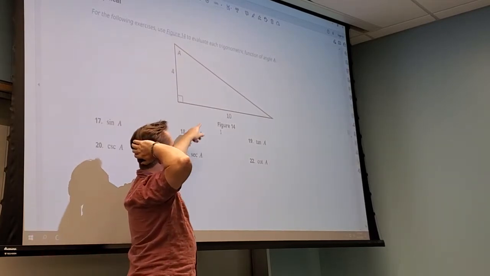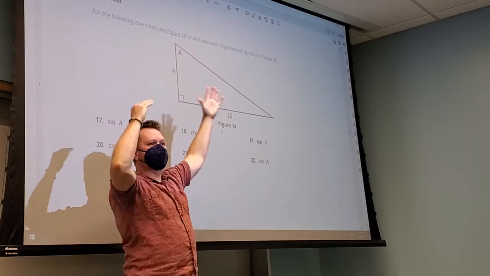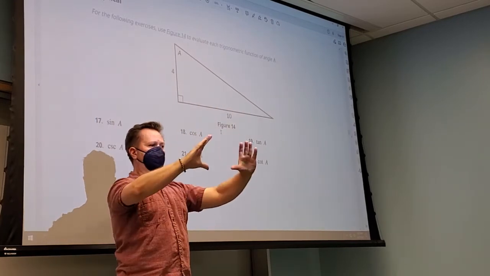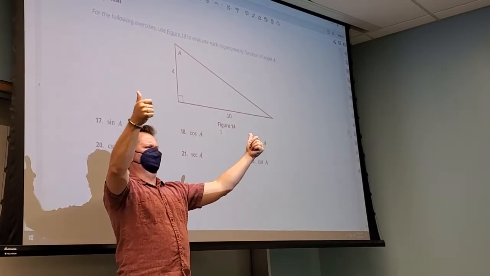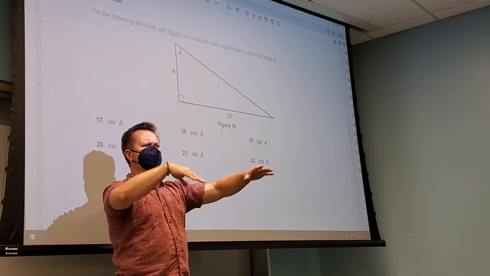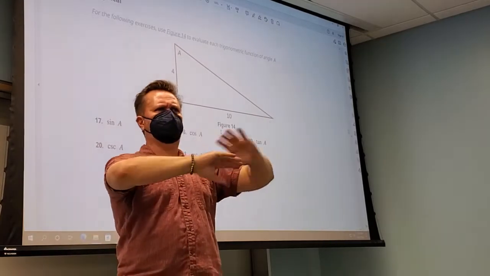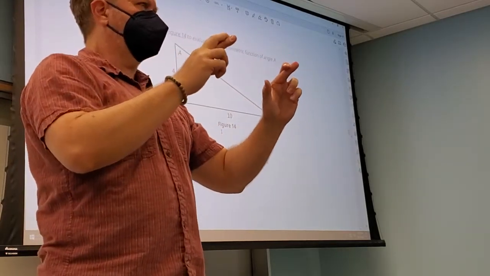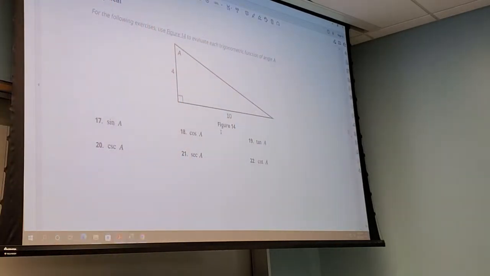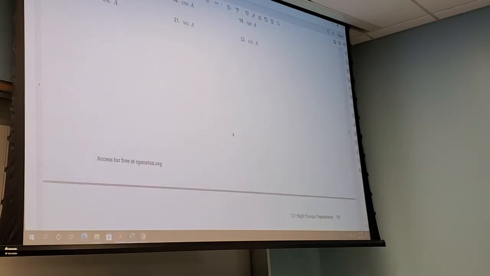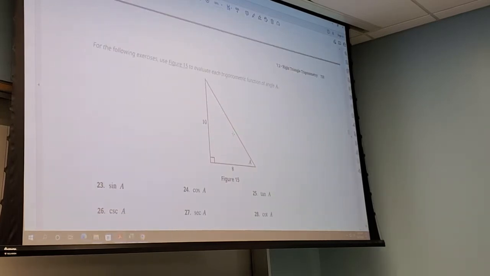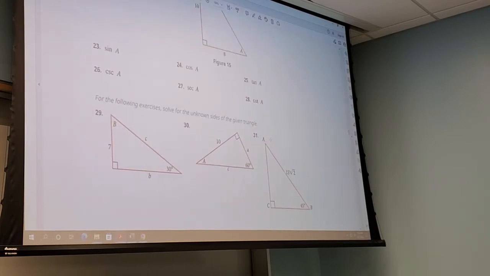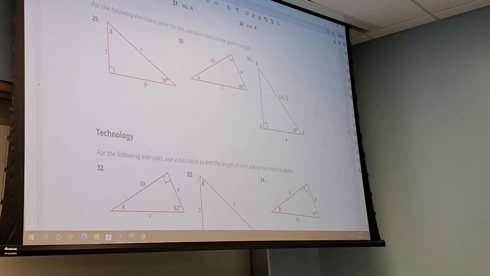Cosine of A, what am I missing? Hypotenuse. So you use the Pythagorean theorem, right? So if I give you a triangle and I give you two sides, you get the third side with Pythagorean, and then you can set up all the ratios. You can figure out all the trig functions. Okay, maybe. Anything else from homework stuff? Yeah, see, that's the same kind of problem. This is the same kind of problem.